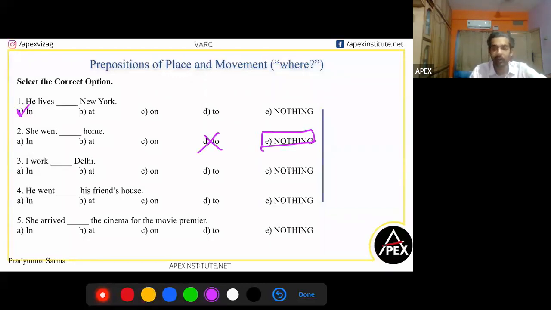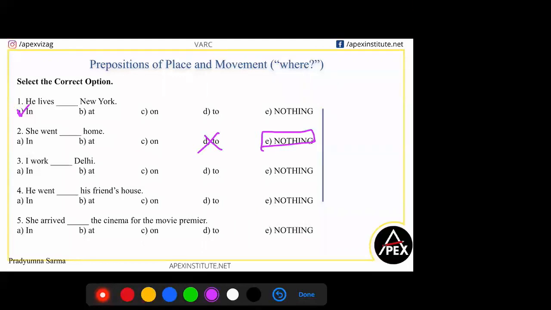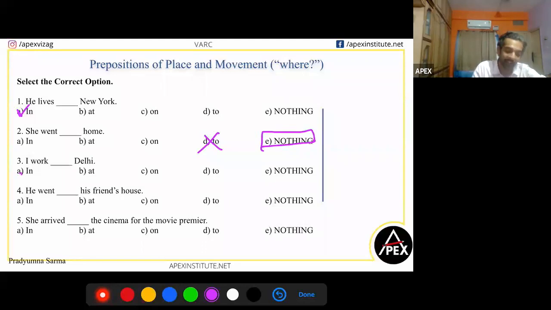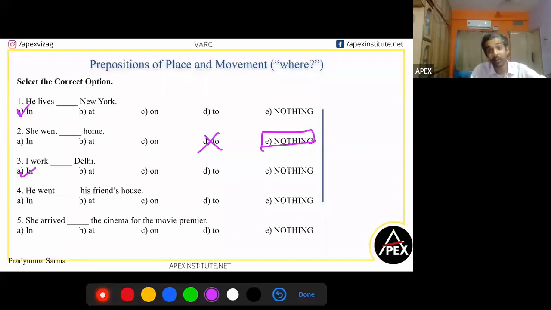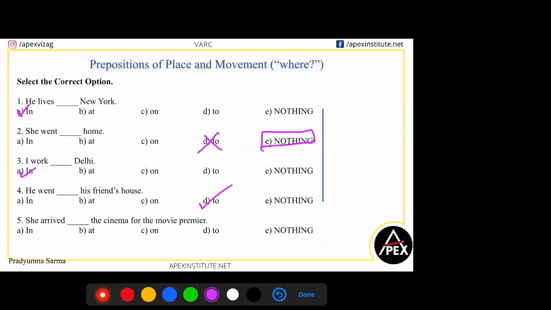Next, I work in Delhi. So I gave away the answer. So it's going to be in Delhi. Yeah. Next, he went dash his friend's house. To his house. Very good. Very good. So why nothing, sir? Second, why nothing?